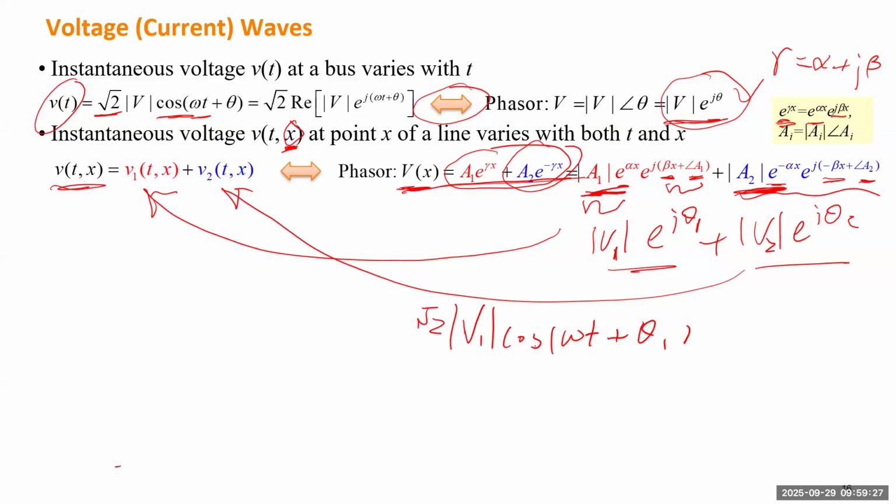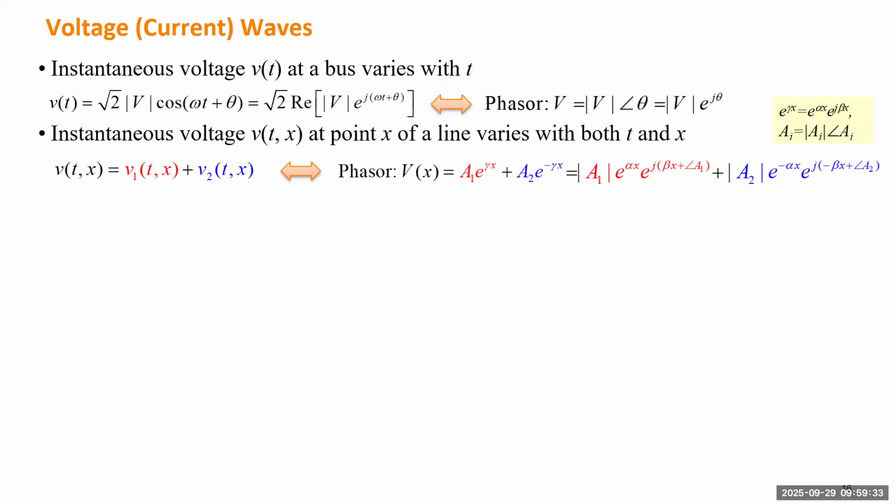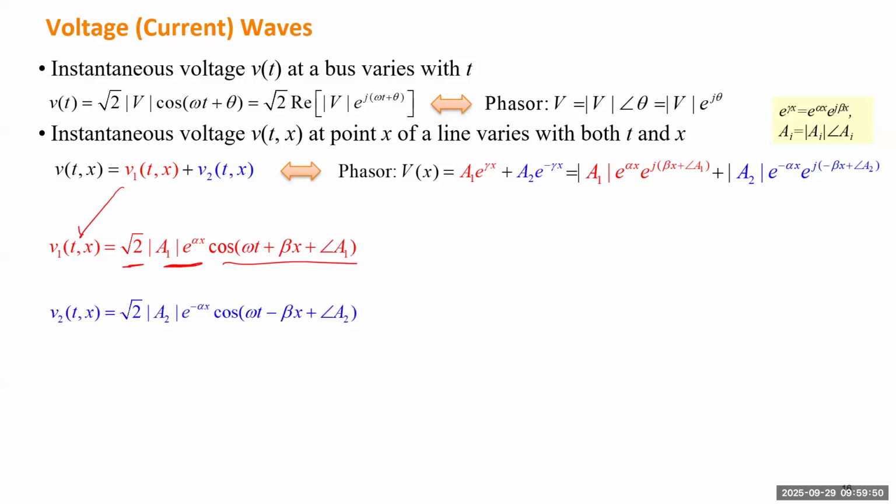So similarly for the other item, we can do the same thing and get the instantaneous voltage. So let's see what happened. V1 will be simply this one: the square root of 2, the magnitude of the voltage, and the cosine function. For the second one, we'll have this one.